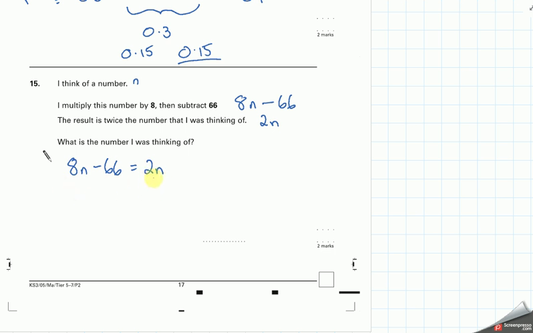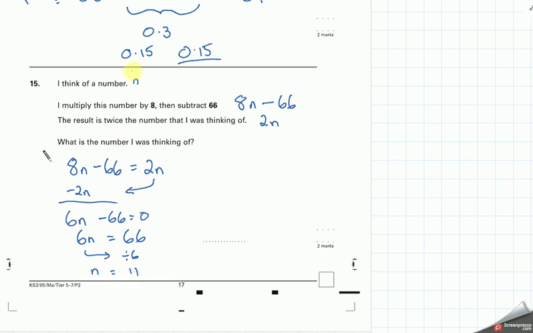Collect everything, all the n's first, moving the lower coefficient of n. That tends to leave you a positive term. So we're going to subtract 2n from both sides, which gives me 6n minus 66 equals 0. You probably can see the answer now anyway, but 6n, add 66 to both sides, equals 66, and to get n, I divide both sides by 6, so n equals 11.